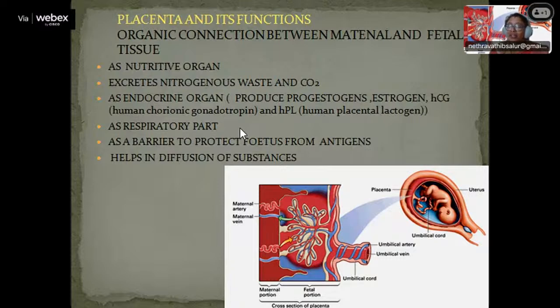Now, very important, it also helps in diffusion of substances. Food and other things can be diffused easily through the placenta. Remember, students, this is very, very important for the exam: the placenta and its functions for 5 marks. Now, let's go to the next slide.